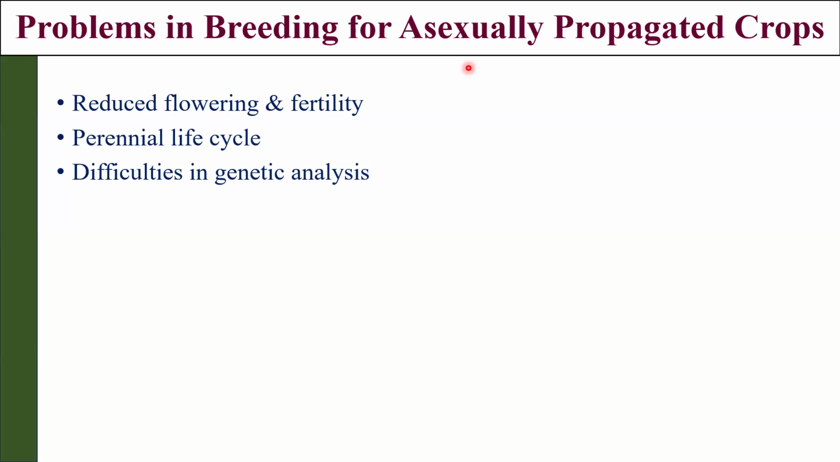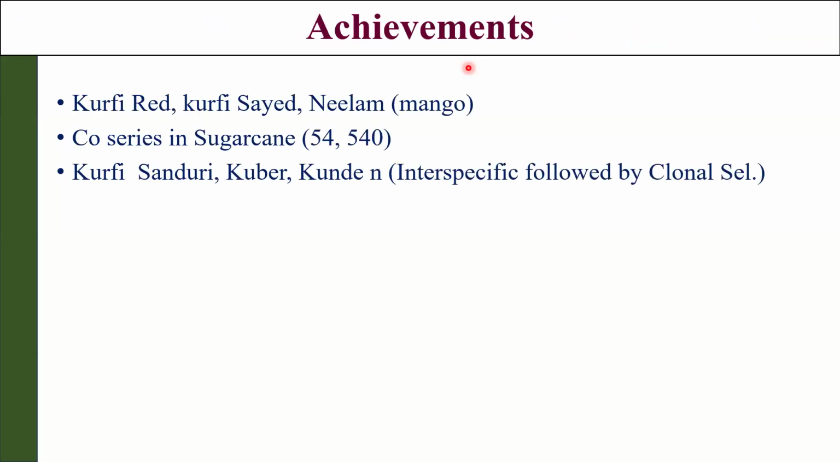Then, difficulties in genetic analysis. If you can take a number of generations in a short duration, we can have a pedigree history, so that we can trace the history of the particular traits. But with a long perennial cycle and asexual propagation, it is very difficult to study the inheritance of the particular trait. This is one of the problems while breeding asexually propagated crops.